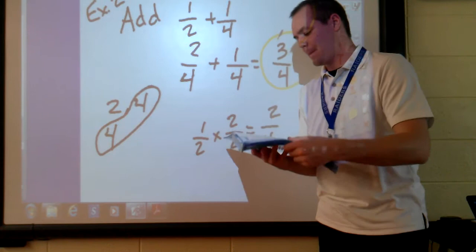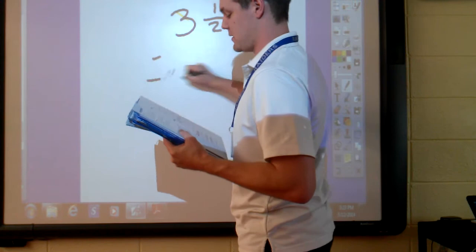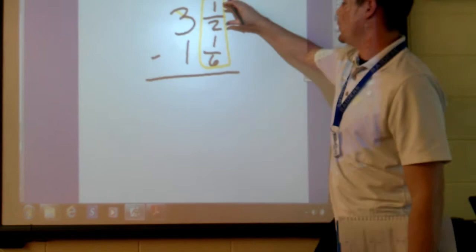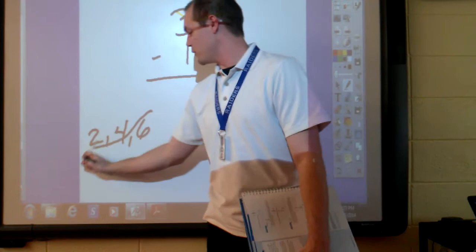762. We are subtracting 3 and 1 half minus 1 and 1 sixth. We first need to break this problem down and deal with the fraction portion of it. 1 half minus 1 sixth, we need to take those two denominators and figure out what the least common multiple is. 2, 4, 6, our least common multiple is 6.